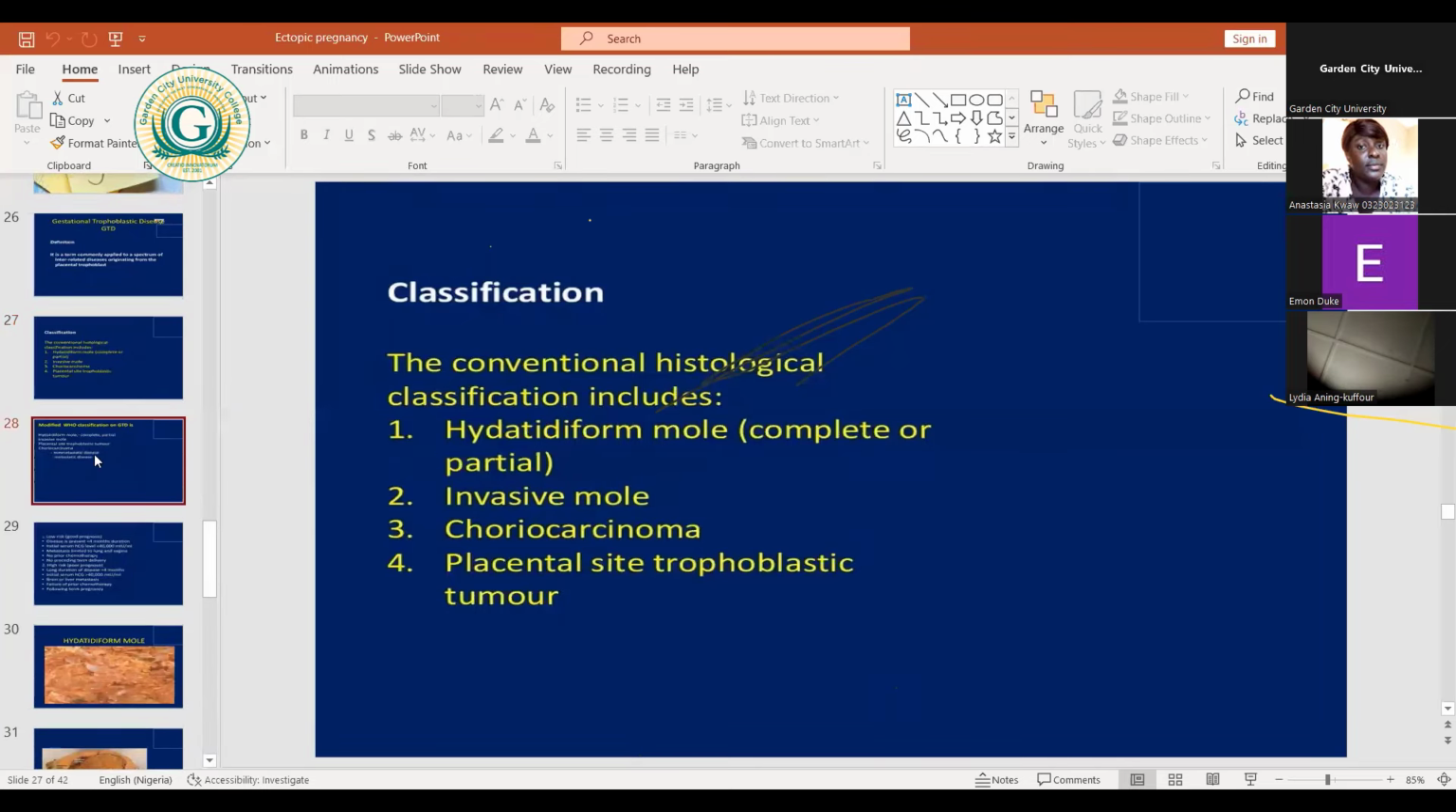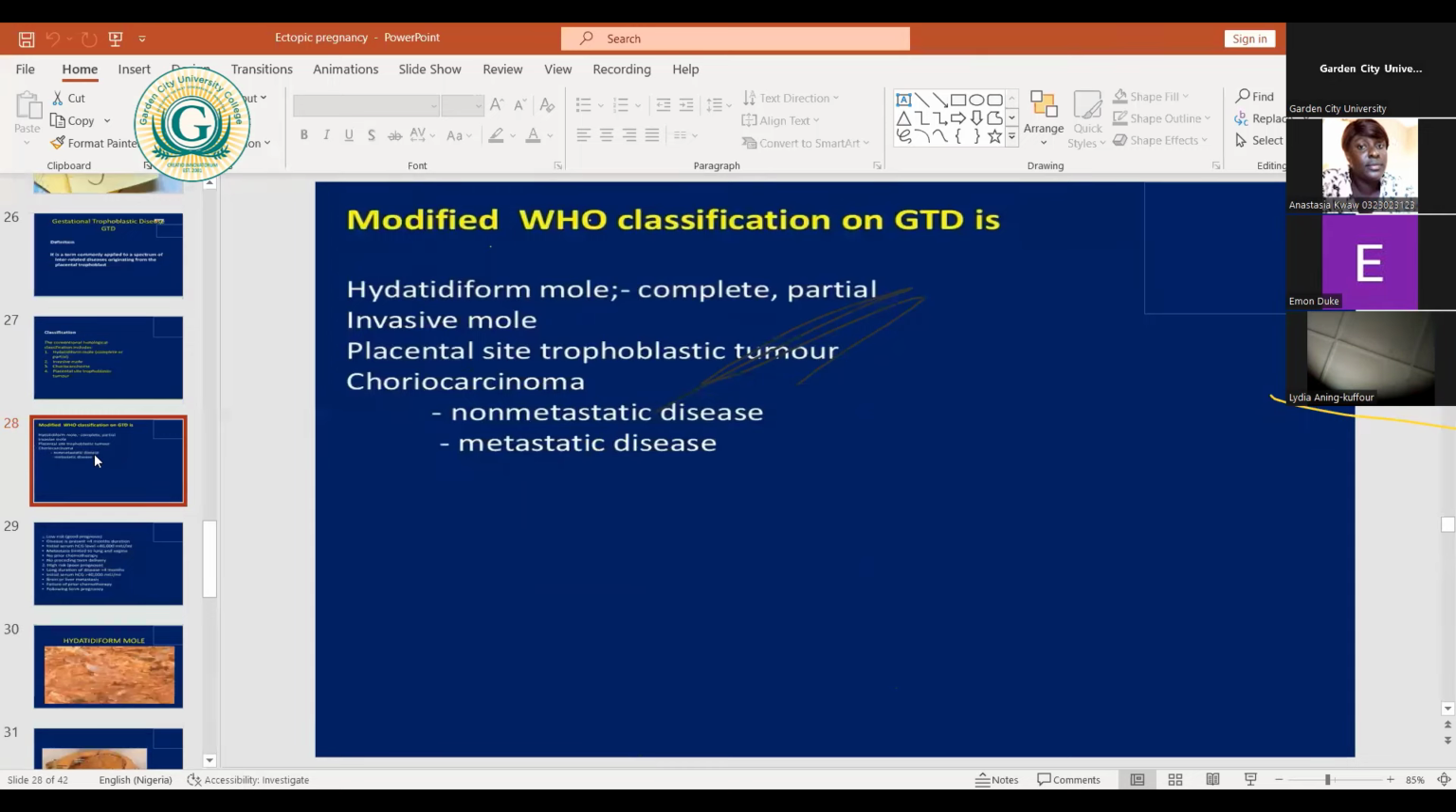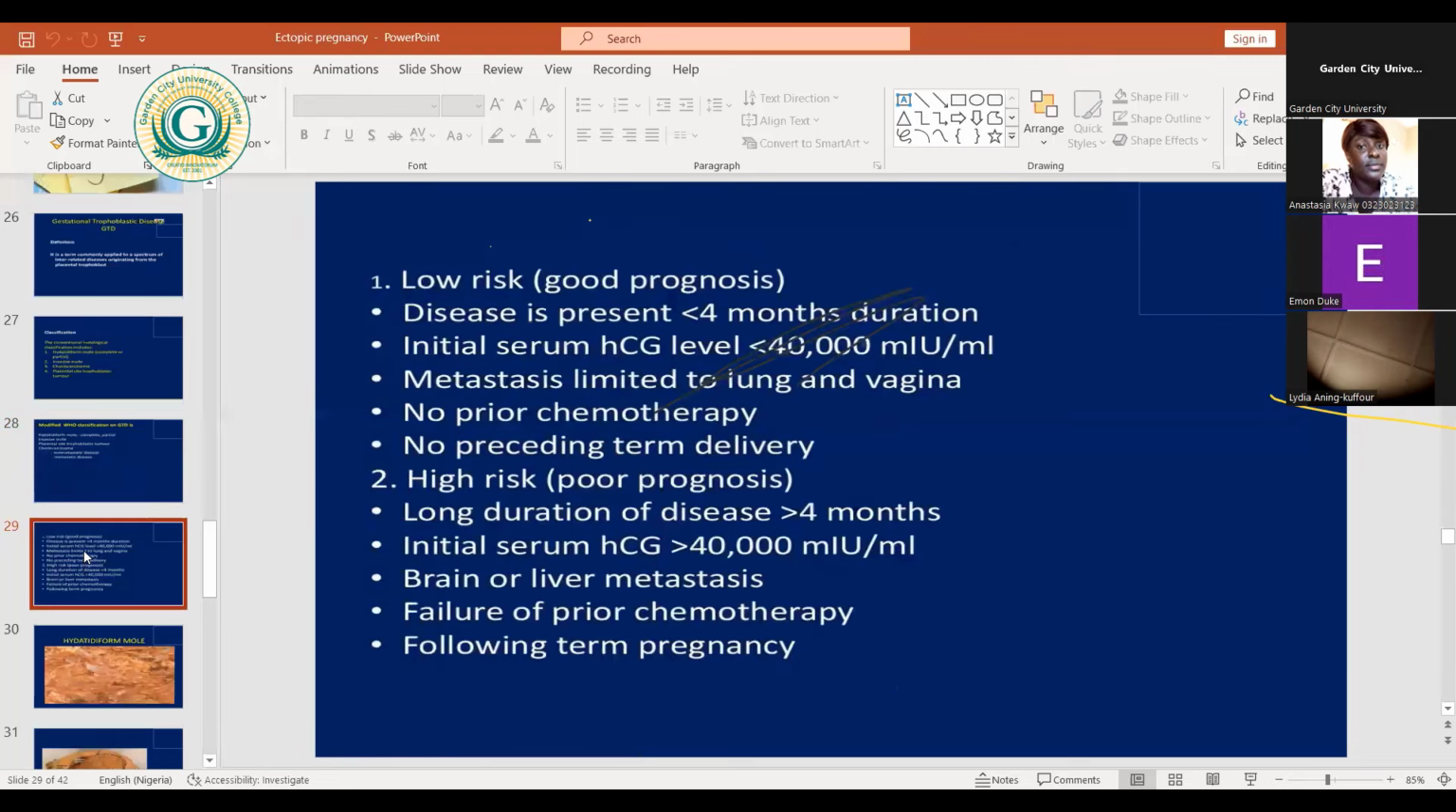And then the World Health Organization classified this condition as hydatidiform mole, complete, partial, or invasive. That is, he has brought the invasive to add to the complete and incomplete. And then the placental site trophoblastic tumor, that is the choriocarcinoma, which is usually non-metastatic or metastatic. You and I know that when something is metastatic, it proliferates. And when it is non-metastatic, it does not proliferate. And subjects that are metastatic are usually cancerous.